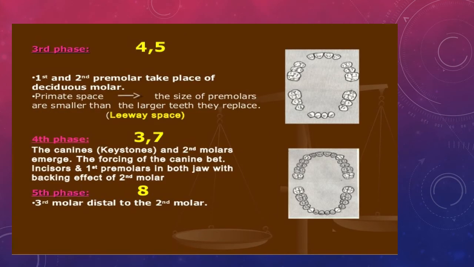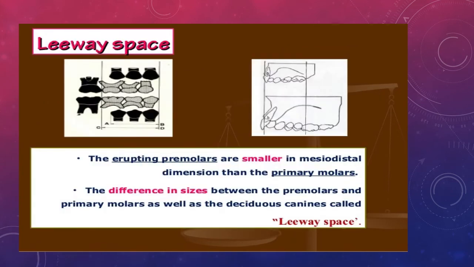Third phase: the first and second premolars take the place of the deciduous molars. The size of the premolars is smaller than the larger teeth they replace. Fourth phase: the canines and second molars erupt, forcing the canine between the incisors and first premolars in both jaws, with a wedging effect of the second premolar. Fifth phase: the third molar erupts distal to the second molar.